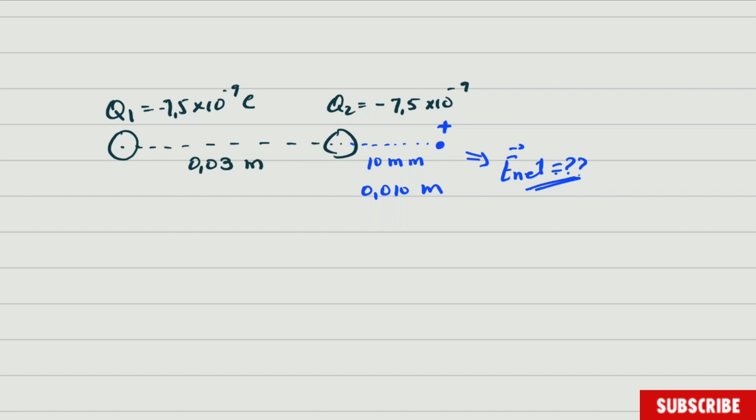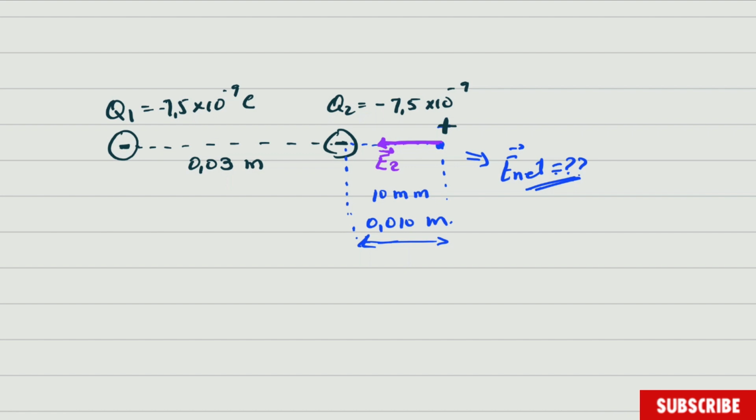Now I want you to know the charges are both negative, you know that we did work. But this test point charge is going to be positive. So what is going to happen here? Q2 is going to pull that point towards itself. So the electric field due to charge 2 is going to be this one here. Remember, the point is positive, the charge is negative, so they are attracting each other.